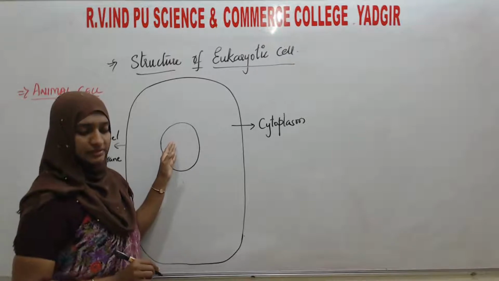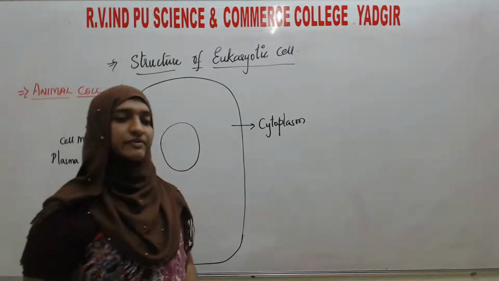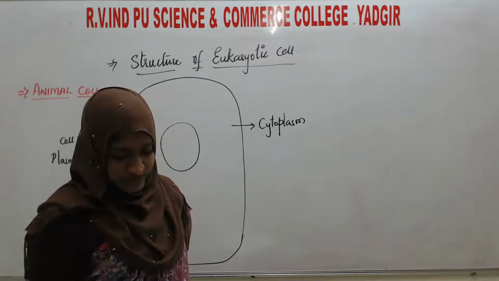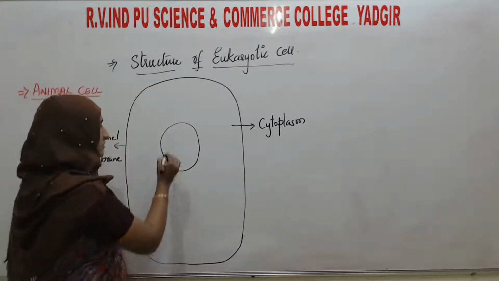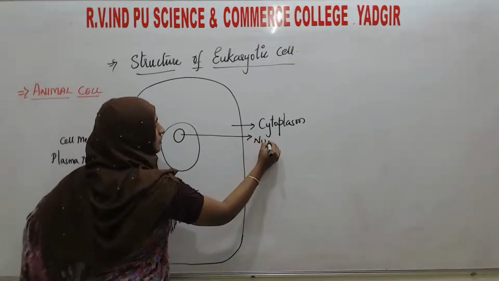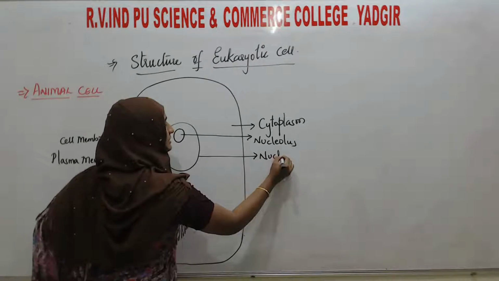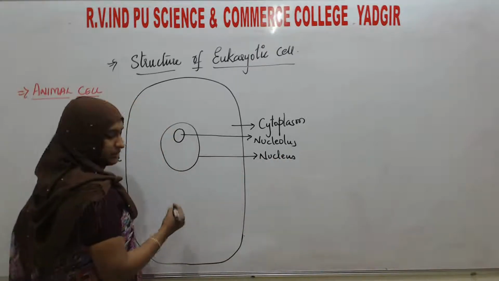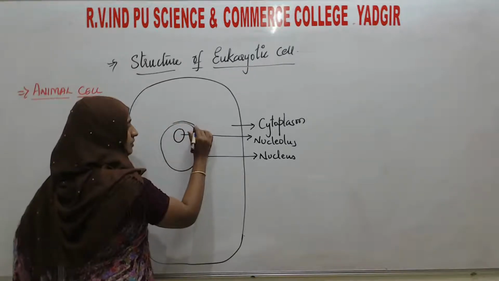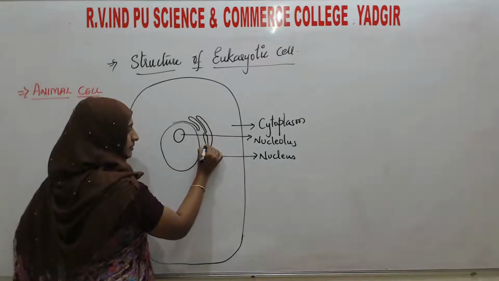This nucleus has the genetic material, that is, the chromosomes. Within the chromosome there are genes, and within the genes there is DNA. Here there is one more condensed structure, which is known as the nucleolus. And the nucleus is enveloped by the nuclear membrane.